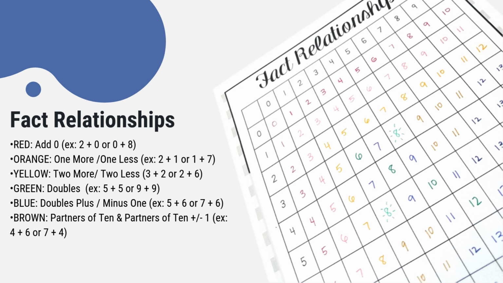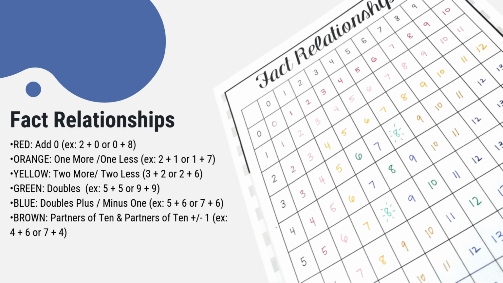The last relationship is partners of 10 and partners of 10 plus and minus 1. We know it's really important for our students to know their partners of 10. The Common Core Standards calls this out. Many state standards call this out. But if your students know their partners of 10, if they know 6 plus 4 is 10, then they can use that information to solve what's 7 plus 4. And again, we're not asking our students to memorize over 100 individual addition facts.